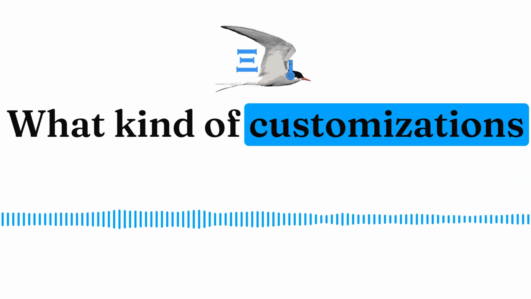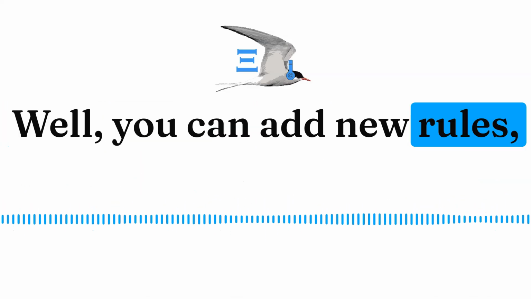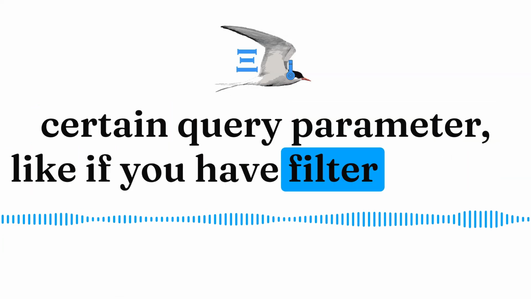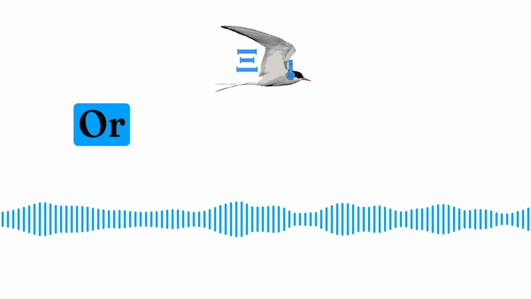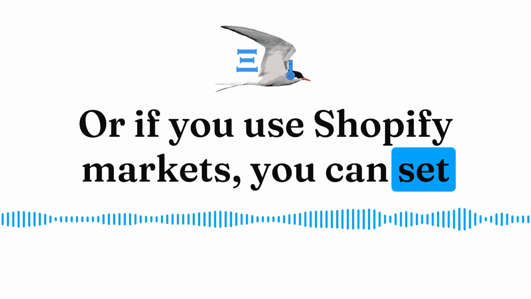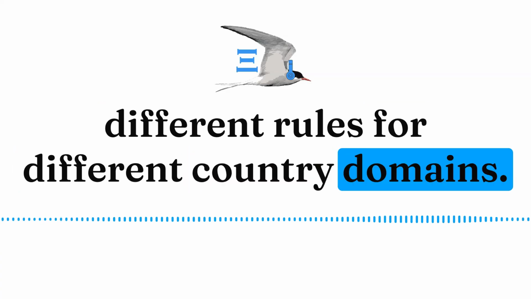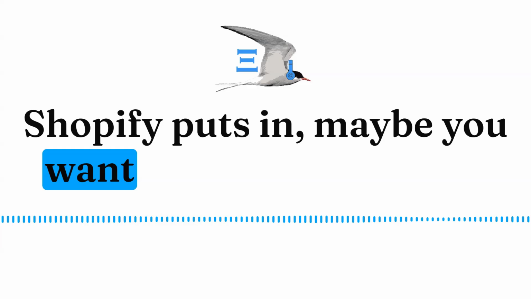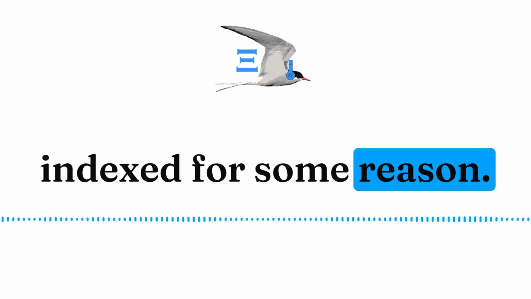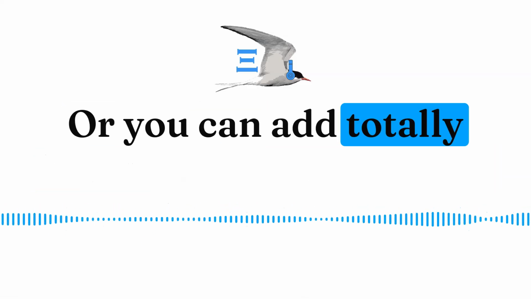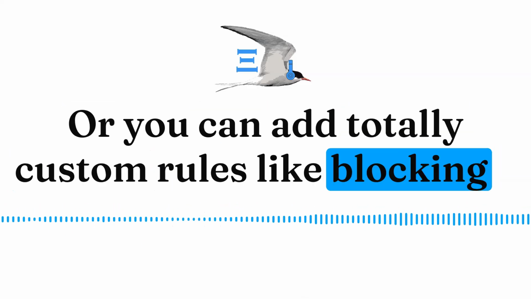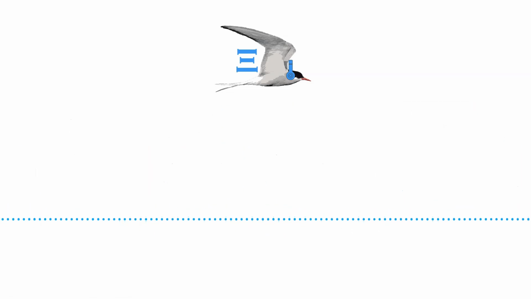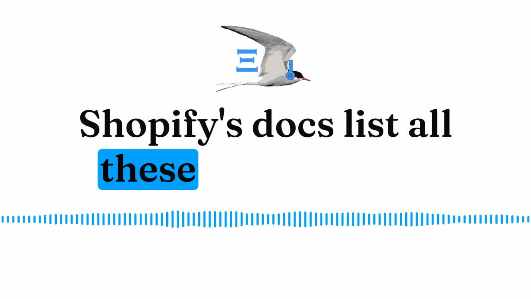What kind of customizations are we talking about? Well, you can add new rules, maybe block pages with a certain query parameter, like if you have filter results you don't want indexed. Or if you use Shopify Markets, you can set different rules for different country domains. You can also remove some of the default rules Shopify puts in. Maybe you want your policies pages indexed for some reason. Or you can add totally custom rules, like blocking a specific bot you don't like, or adding extra sitemap URLs. Shopify's docs list all these possibilities.